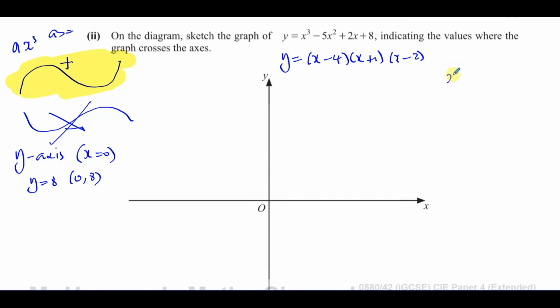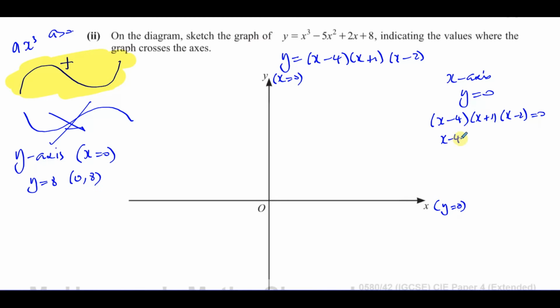Where does it cross the x-axis? Well, a graph crosses the x-axis when y equals 0, because along the x-axis, the y value is 0. The equation of the x-axis is y equals 0. The equation of the y-axis is x equals 0. It crosses the y-axis when x equals 0, and crosses the x-axis when y equals 0. So when it's written in this form, it's easy for us to solve and find where it crosses the x-axis. So you have x minus 4 times x plus 1 times x minus 2 equals 0.